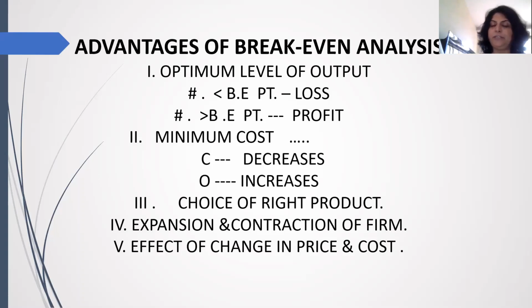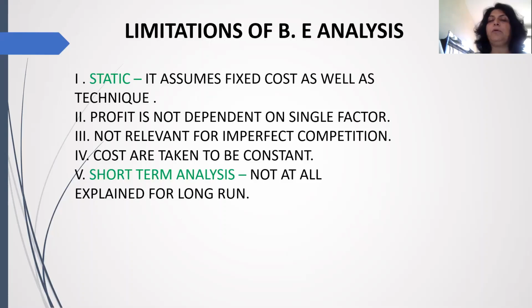Next is the effect of change in price and cost. Any change in the price will have an impact on TR, and similarly any change in the cost will have an impact on TC. So this way they will have an impact on your break-even point, and we have to act accordingly. If we want the break-even point to happen faster, we should reduce the cost, and similarly we change the prices accordingly so that the break-even point happens faster.